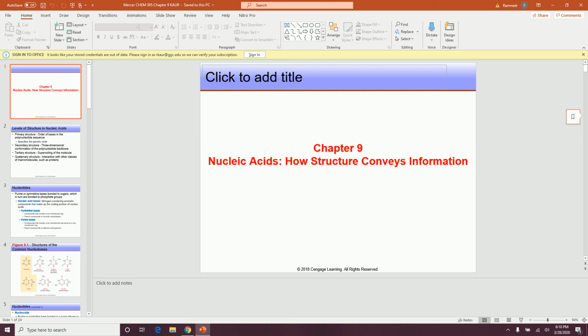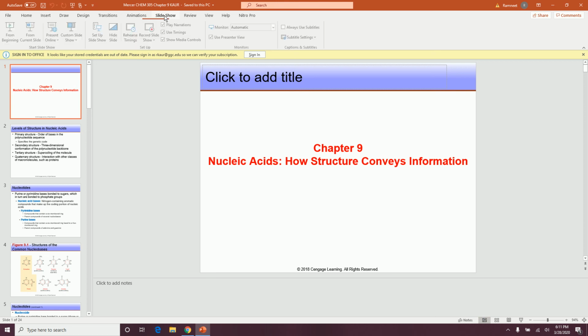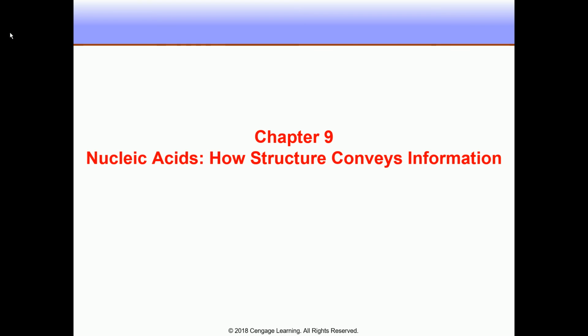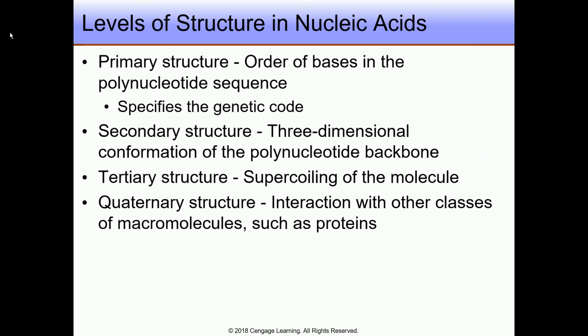And we go into the slideshow mode. So, in chapter number 9, we are going to talk about nucleic acids. Okay, so nucleic acids. Basically, there are two kinds of nucleic acids, DNA and RNA. That's what we're going to talk about in this chapter. Let me give you some little background about nucleic acids.